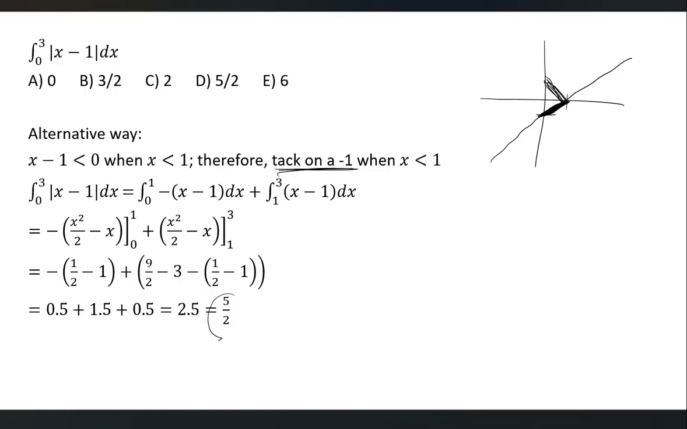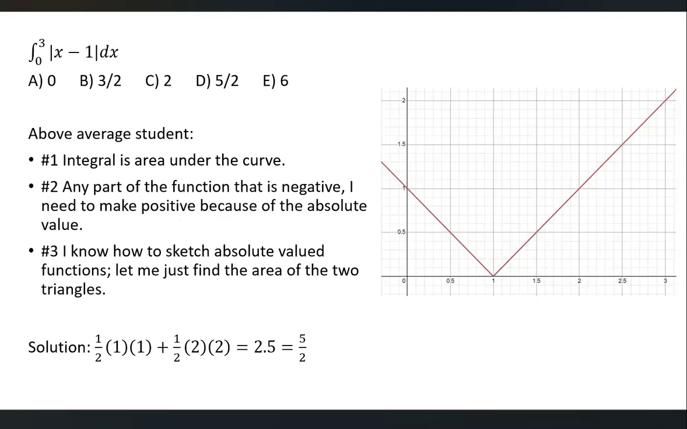And then you go through the motions to get that the answer is 5/2, or the smarter, quicker way to think about it is, first of all, integral is area under the curve, okay? And as I just explained, any part of the function that is negative, I need to make it positive because of the absolute value, okay? And we know, hopefully, how to sketch absolute valued functions. It's the V shape. In this case, the vertex is at 1 comma 0. The slope is 1 on one of the branches and negative 1 on the other branch, okay? So this is what it is on Desmos. I just pulled it up there.